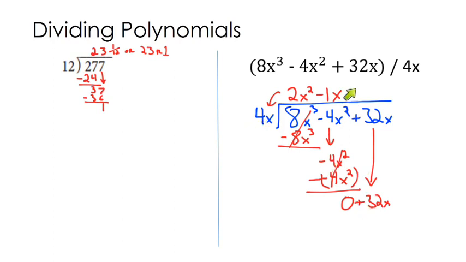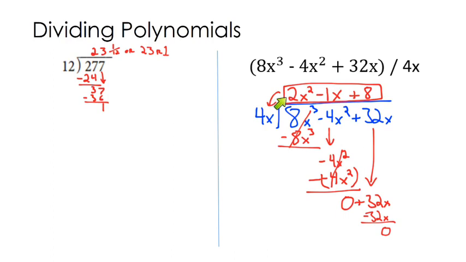4x times what gives me 32x? Well, that's just going to be an 8. And then whenever I multiply that back through, 8 times 4x gives me 32x. You can see that in this situation we have no remainder. Sometimes we will have a remainder, but this time we won't. So our answer, our quotient in this situation, is the trinomial that I've boxed in up here.